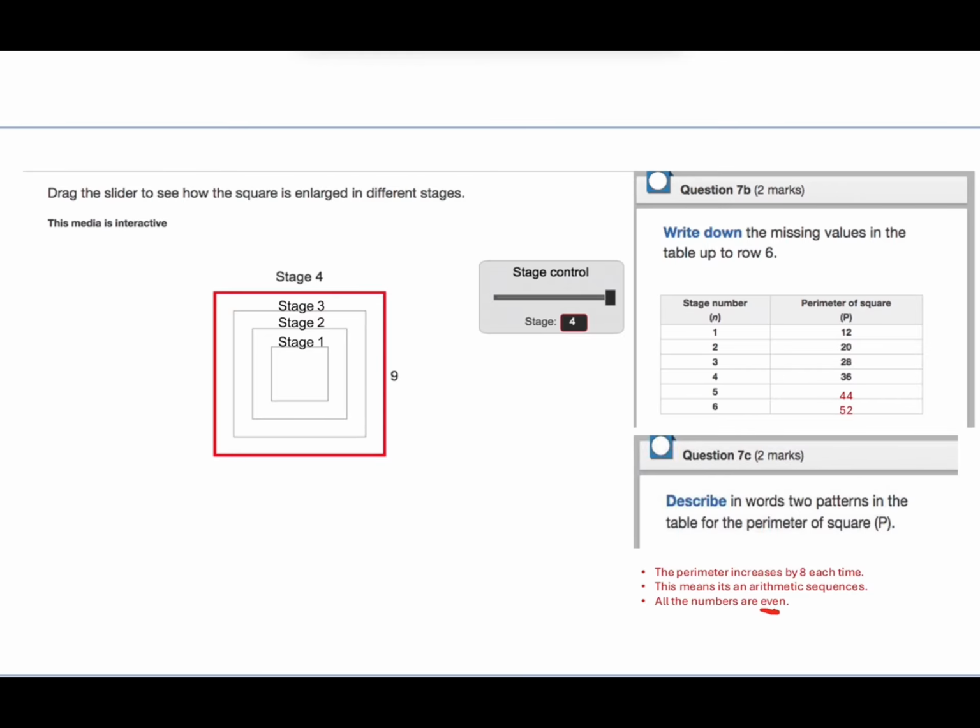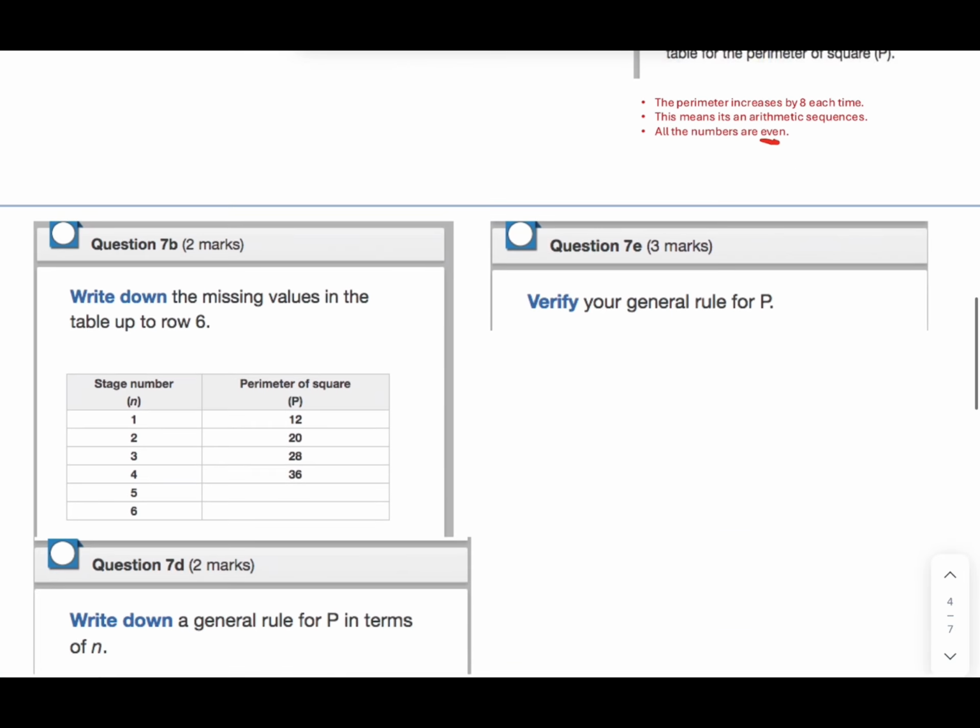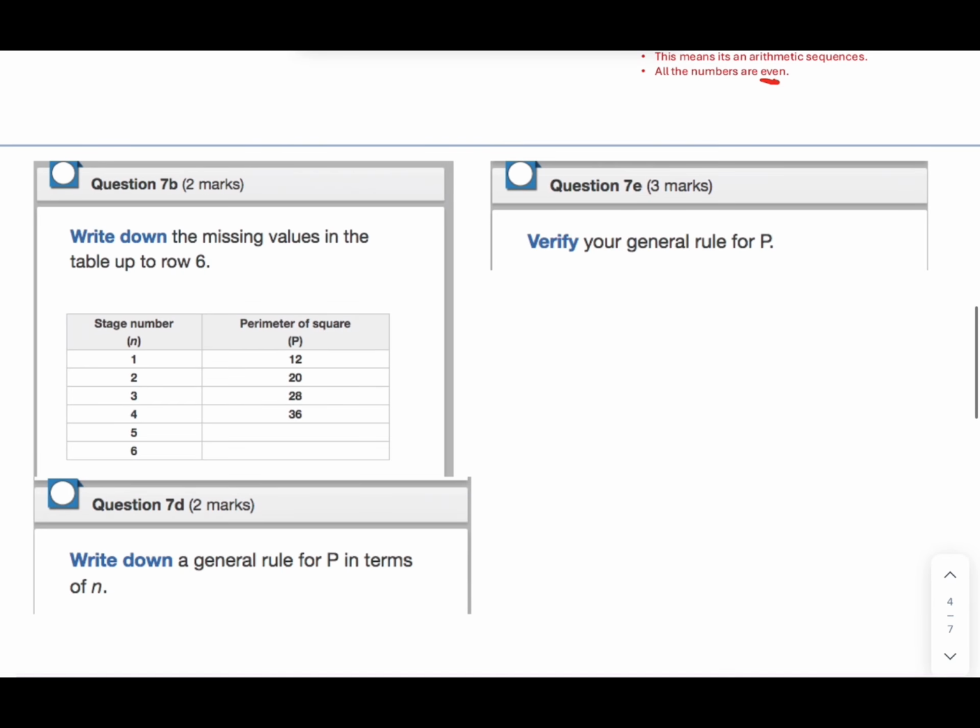Okay, so once you've done this, the question will then say, for 2 marks, write down the general rule. So the first thing we noticed was the difference was plus 8 each time. So that lets me know that my rule involves 8n. The question is talking about the perimeter, and it gives you that letter. So I'm going to write P equals 8n, okay?